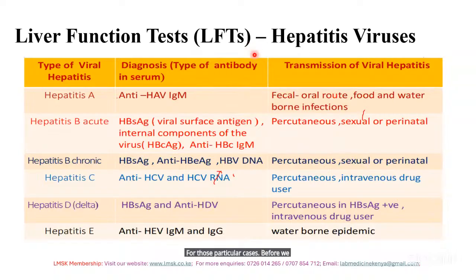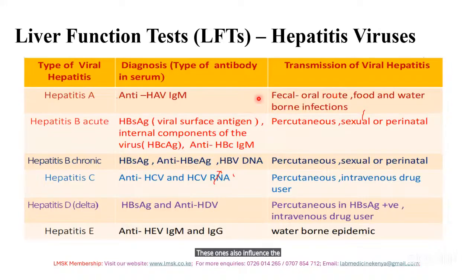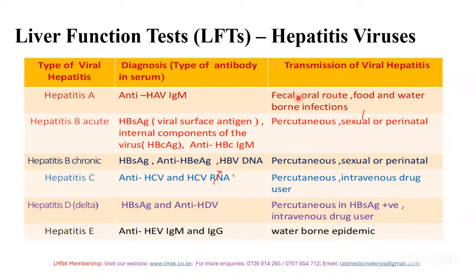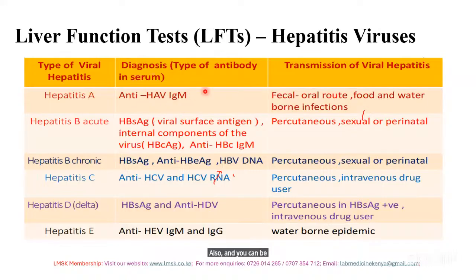Before we finish on the liver, I wanted to mention hepatitis viruses. These also influence the functionality of the liver, and it's very common to find hepatitis A, for example, whose epidemiology is fecal-oral. We can obtain this one from the foods you're consuming, if contaminated, and the water also. And you can measure this one through anti-hepatitis A IgM.